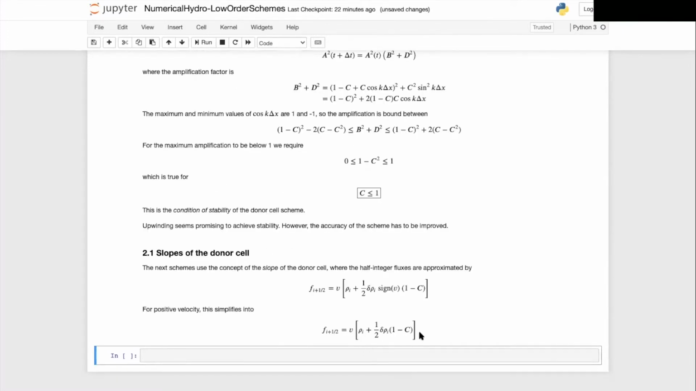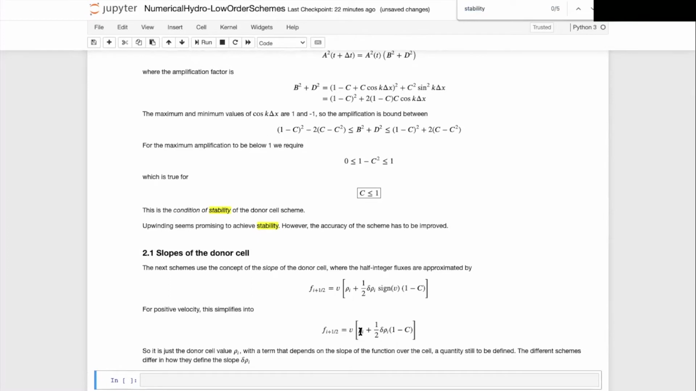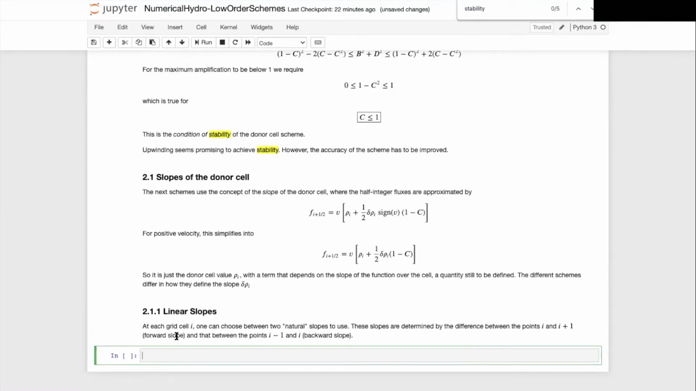So we see here what we have. This is simply the donor cell value, rho I, with a term here that depends on the slope of the function over the cell, which is a quantity that is still to be defined. And the different schemes differ in how they define the slope delta rho I. Then at each grid cell I, one can choose between two natural slopes to use.